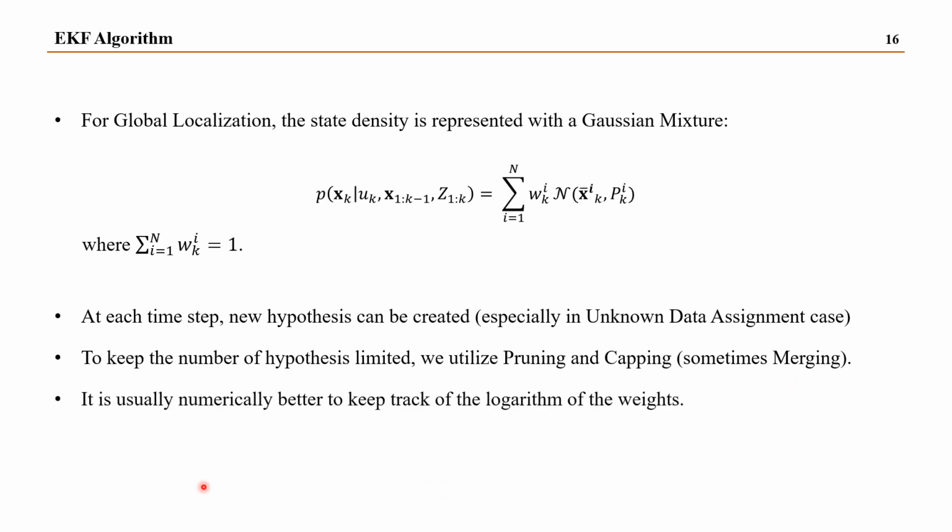A final note that is quite important in a numerical application of the algorithm: it's actually better to keep track of the logarithm of the weights. This will help us take care of rounding errors, because some weights can get extremely small, but we might still need to keep some of them for later, because some of these hypotheses might prove useful when the robot takes more measurements. So we usually keep the logarithm of the weights and not the weights.